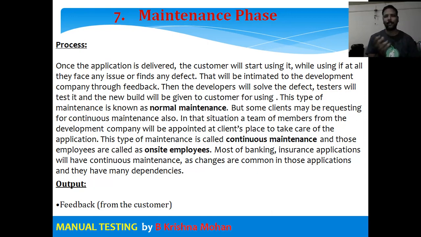And if the customer is having any issue, then he will intimate that to the development company. Okay, so that is called the normal maintenance. But some clients may request continuous maintenance also. In this situation, a team of members from the development company will be appointed at the client's place to take care of the application. This type of maintenance is called continuous maintenance.